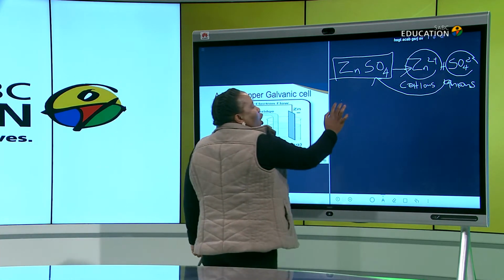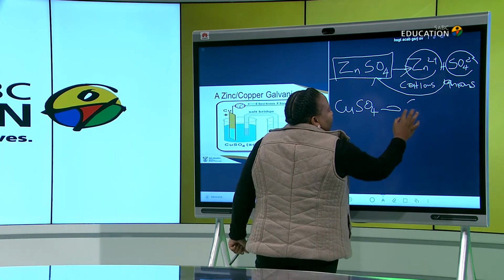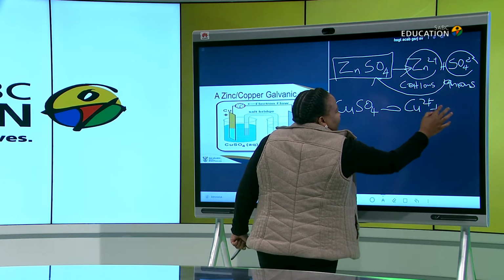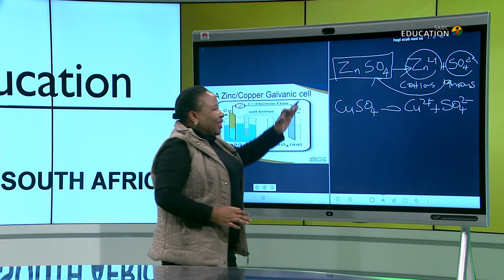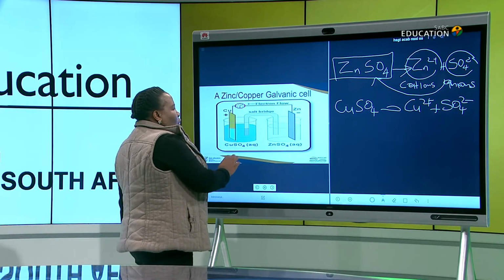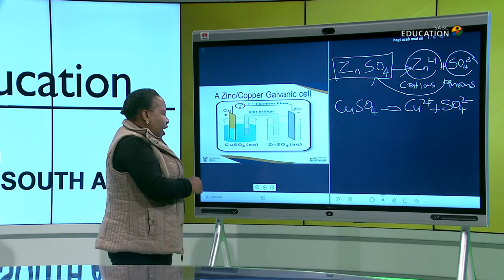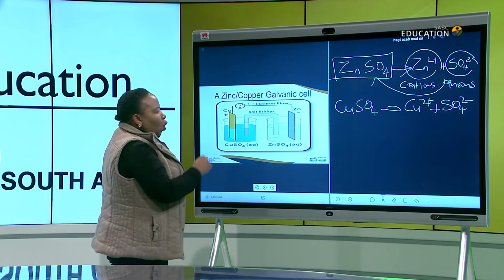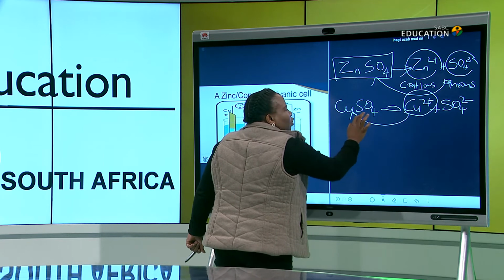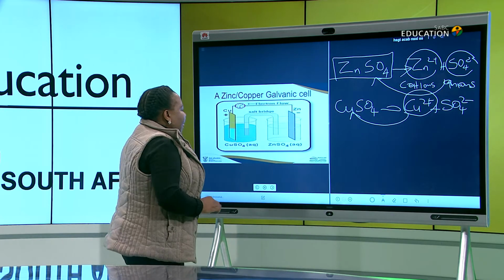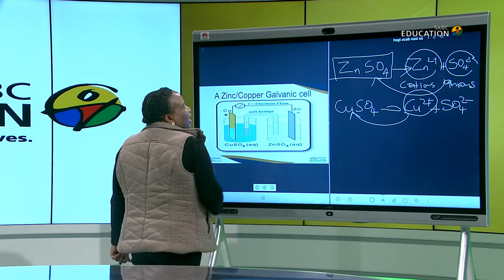Also, when coming to copper sulfate, it has copper 2+ ions plus sulfate ions. So from this information, you can see now that that is why the copper is inside the copper sulfate solution or electrolyte, because of these copper ions, which are the ions of copper, and also the zinc ions. Now, we also have what we call a salt bridge.